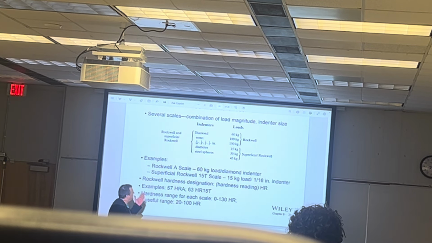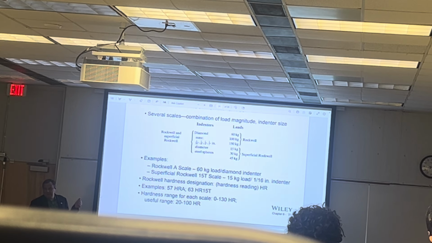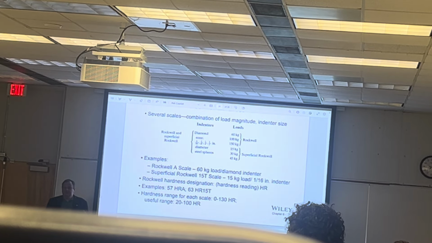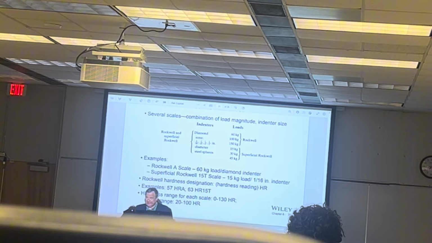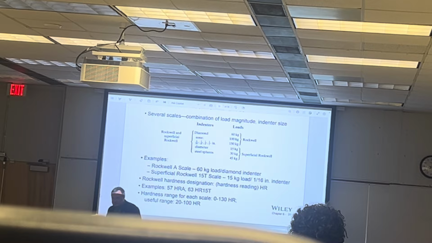You can see there's a combination of 6 different loads. And we got diamond, and we got 4 different diameters of the steel spheres. And the reason is because some materials are very soft and some materials are very hard. And we need to make an impression so that impression is left in there and remains.